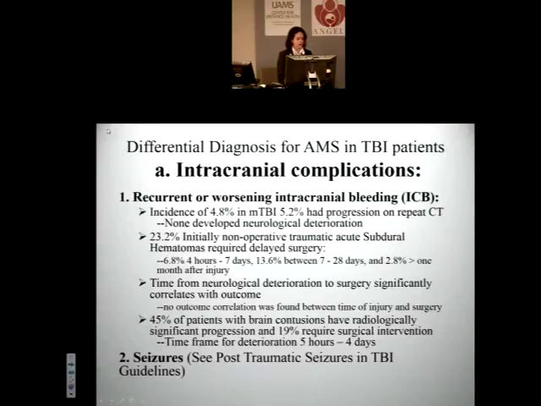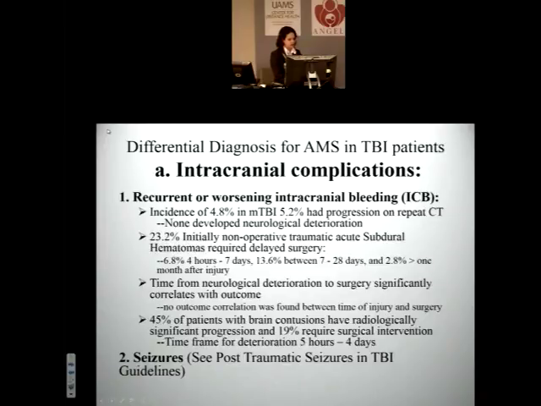The studies have been very clear on showing that the time from neurological deterioration to surgery is significantly correlated with outcomes, versus there was no outcome correlation between time of injury and surgery. So it's very important to get that very detailed history about exactly when the neurologic deterioration started.